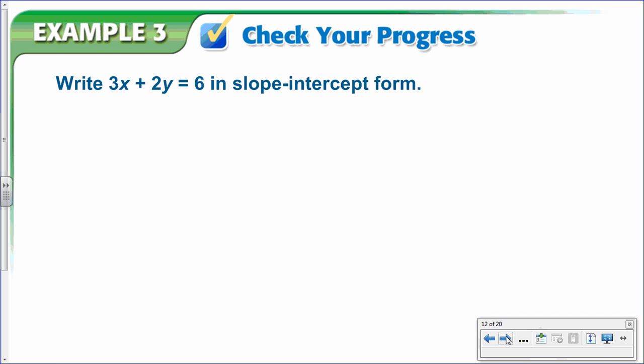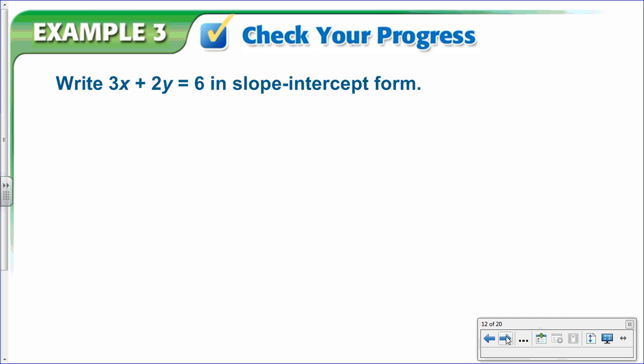Chapter 3, there's CYP. What form is it in right now? Okay, and I gotta make it what? Okay, so notice y'all, to move it to slope intercept, what has to be by itself? So you're gonna have to move that, and you're also gonna have to get rid of the 2 somehow. Okay, write it down, so you have a chance to work on it.